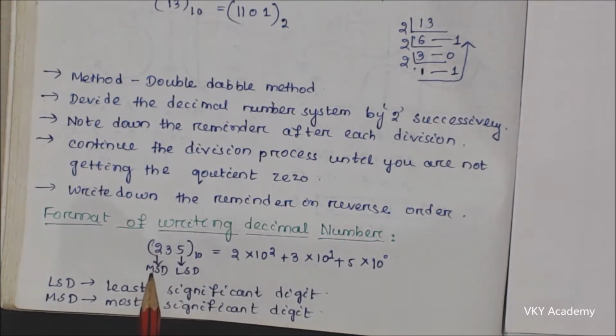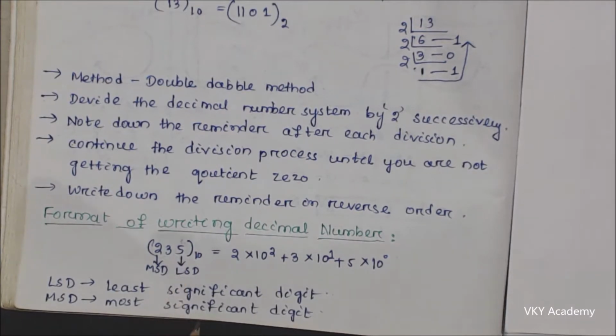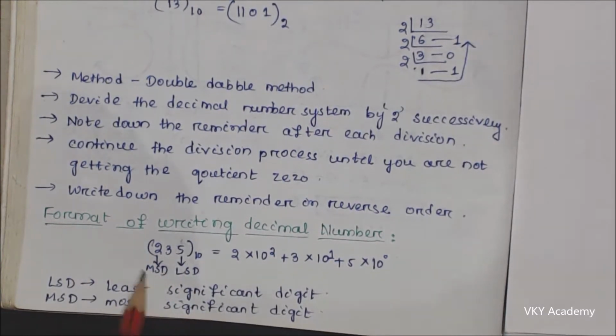And this 2 is called your MSD, or you can say most significant digit. So how will you recognize? As you can see, this is a unit place. So 5 is placed in a unit place. So I can say that this particular digit carries the lowest weight. And this particular digit carries the highest weight.